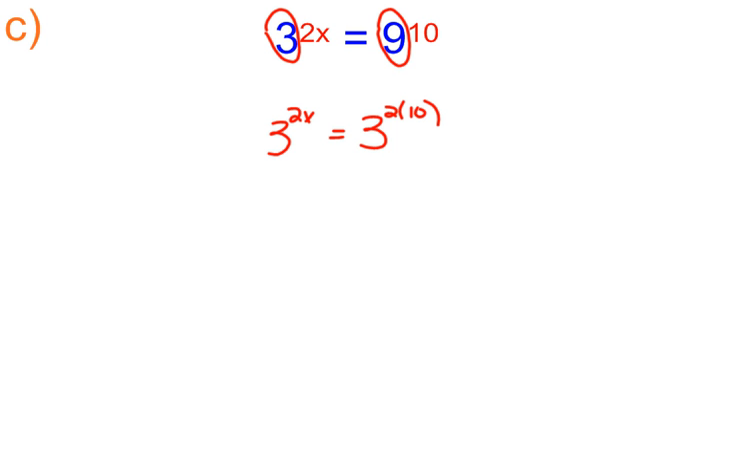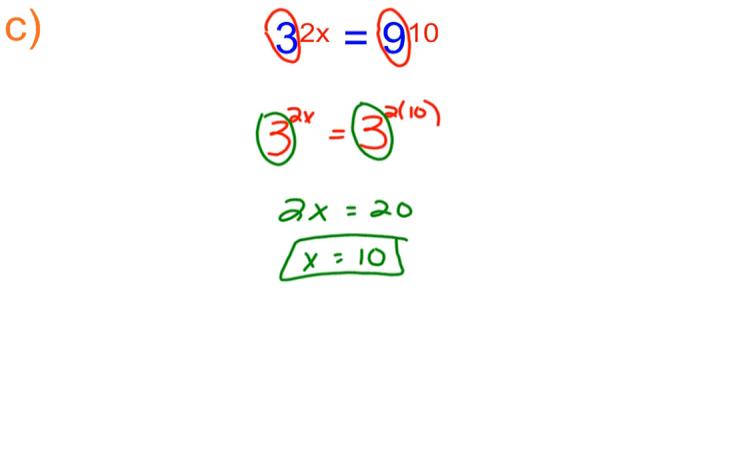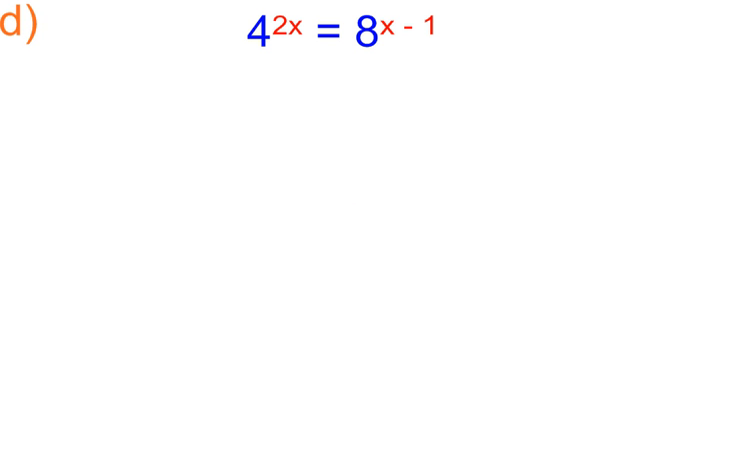I'm not changing the value of this number, I'm just writing it in a different way so that now I have the same base. So hopefully you recognize that 3 squared is the same as 9, so I have not changed the value, just the way I write it. The reason I do that is because now my bases are the same. I have a 3 and I have a 3, so I'm able to set those exponents equal using the property of equality. I'd have 2x equals 20, which gives me x equals 10. And there's C.